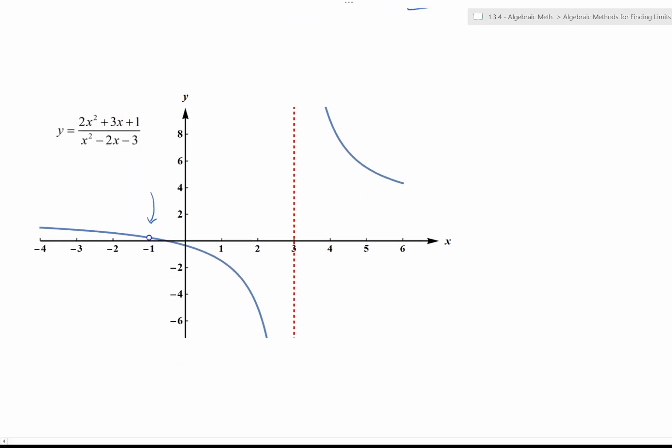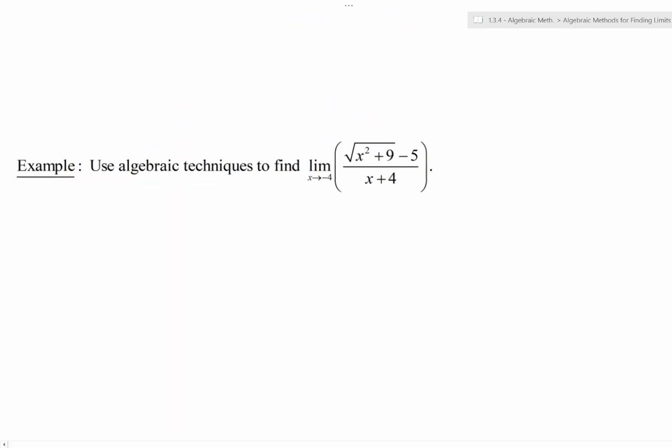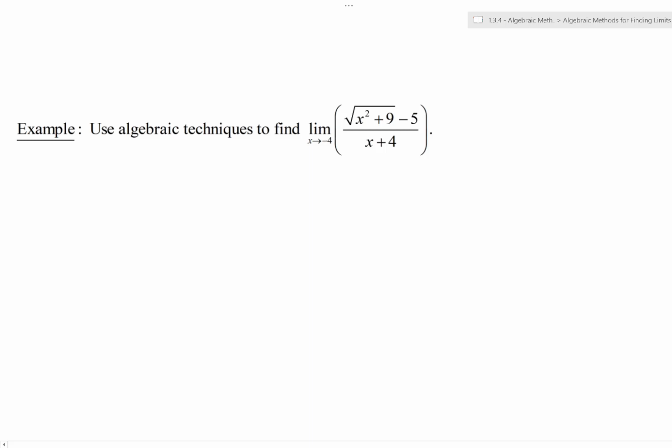All right, we have another example to look at here, and that is this other example. Let's use algebraic techniques to now find this limit. Limit as x goes to -4 of the function, the ratio square root of x squared plus 9 inside the root minus the 5 on the outside, all divided by x plus 4. So here we have combinations of functions, right?